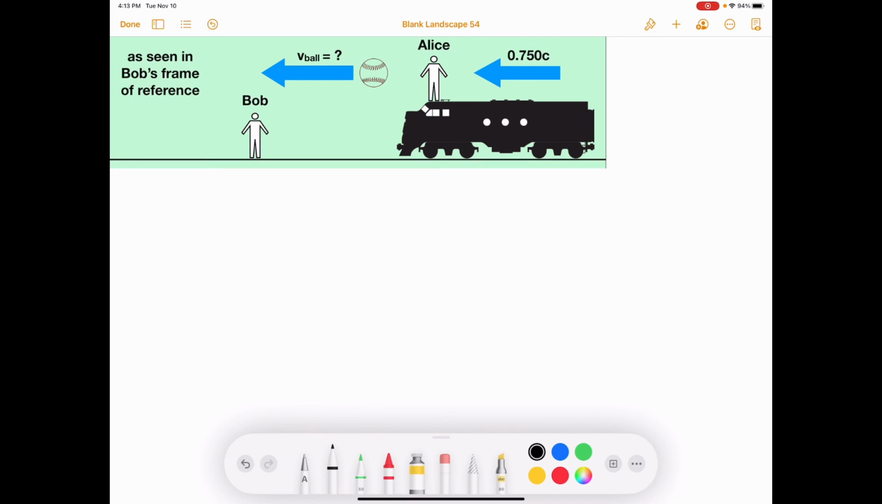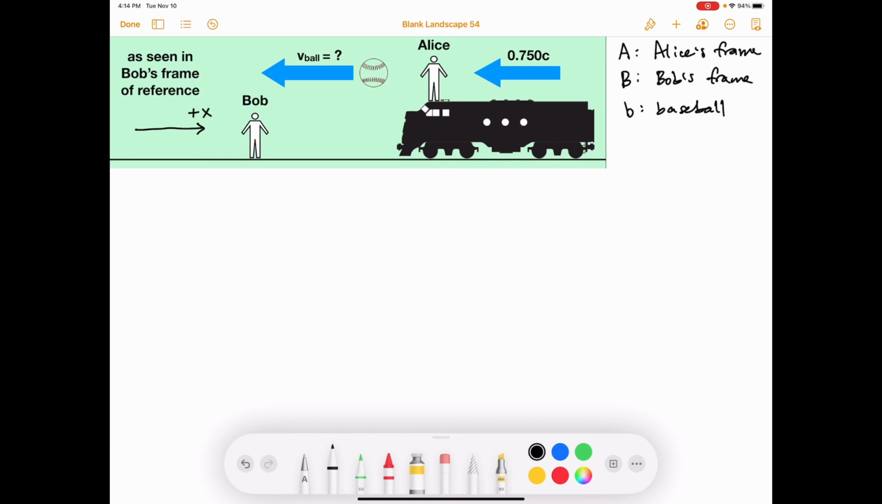Okay, so let's start by defining some notation that we'll be using in this problem. Capital A represents Alice's frame of reference. Capital B represents Bob's frame of reference. And then lowercase b represents the baseball. Now we have to define a coordinate system that we're going to use to keep track of all the motion here. So how about we have the x-axis with the positive direction going to the right like this?